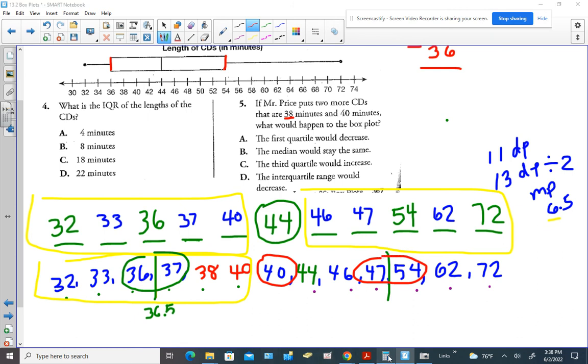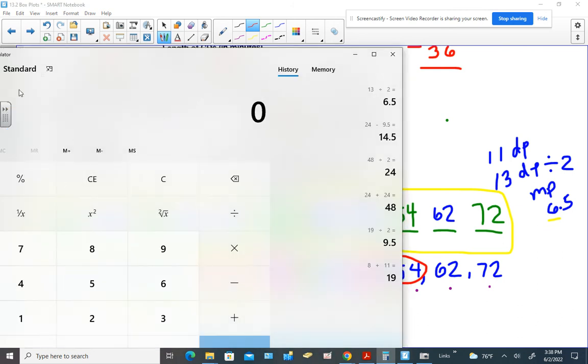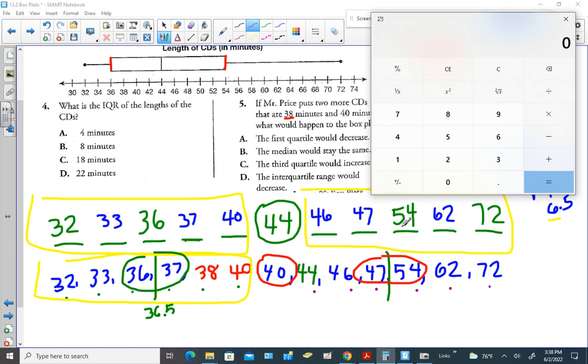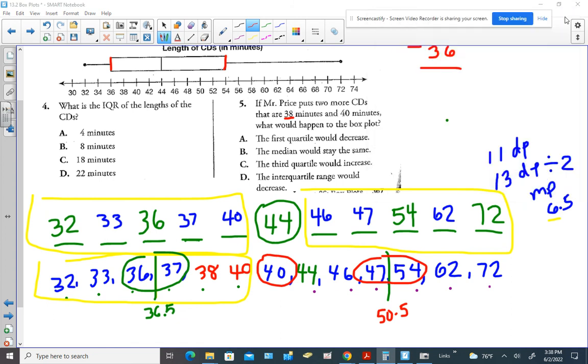And if we average those two numbers using the calculator, let's do that. So we're adding 47 and 54. 47 plus 54. We get 101, and we have to divide that by 2. And in this case, we got 50 and 5/10 as our upper quartile. All right, so now let's go through the choices and compare our situation with after adding the extra data points.